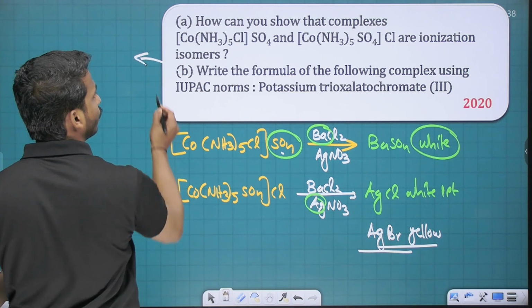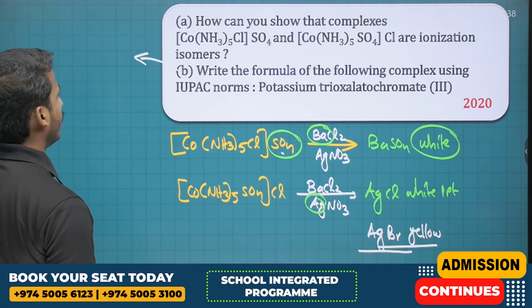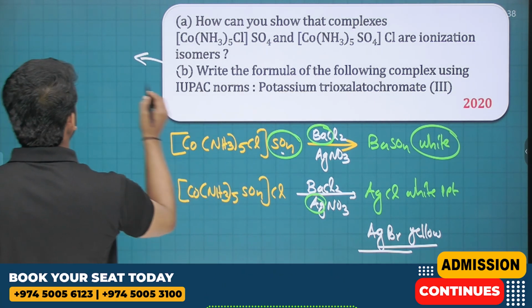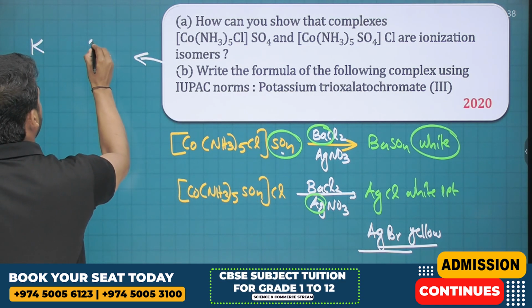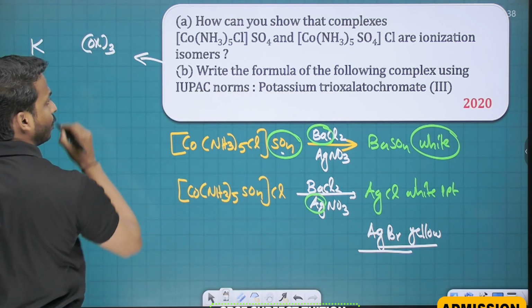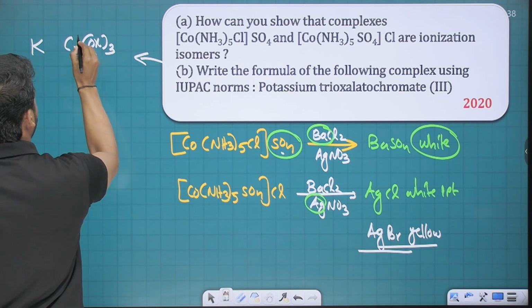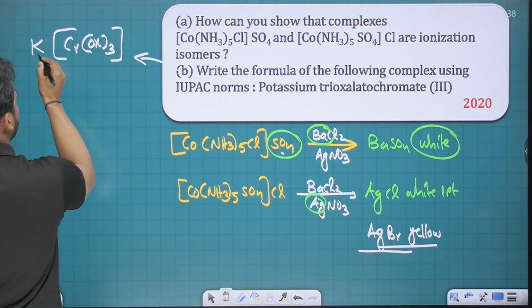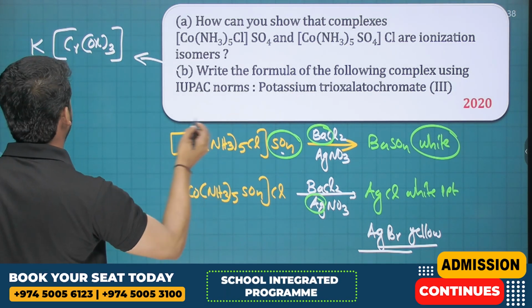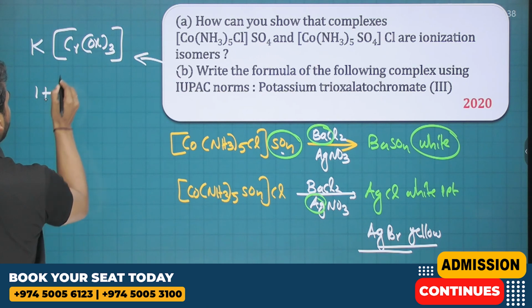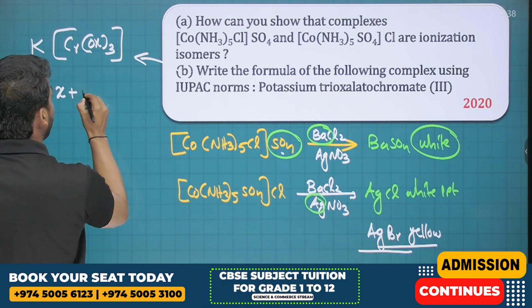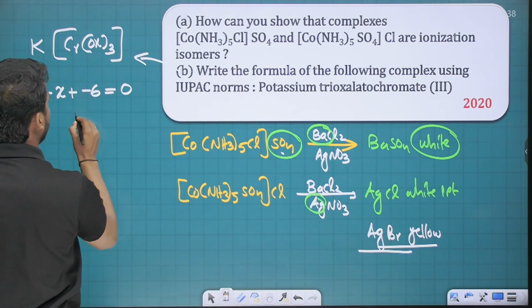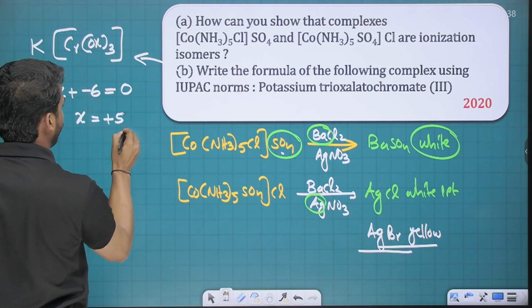Write the formula of the complex having the IUPAC name potassium trioxalatochromate. What is potassium? K. Trioxalato: what is trioxalato? ox three times. And chromate, Cr. What is the overall charge you want to get? 3. As per now, 1 potassium, chromium x. Oxalate charge is -2, so 3 oxalate is -6. Overall 0, so x is equal to +5.